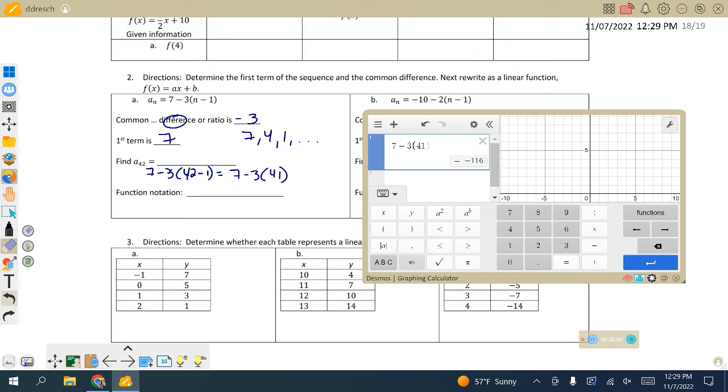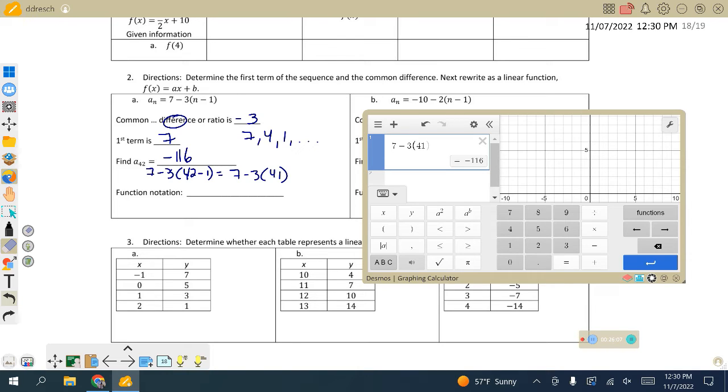Right. So we do that itty bitty subtraction. You good? Okay, no problem. So what do we get? Negative 116. Okay. Now we want to put that into function form.